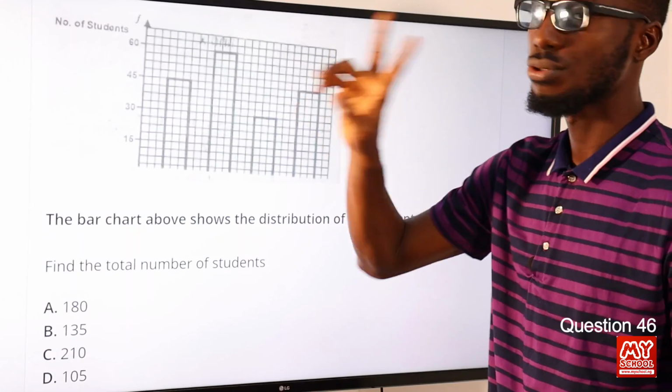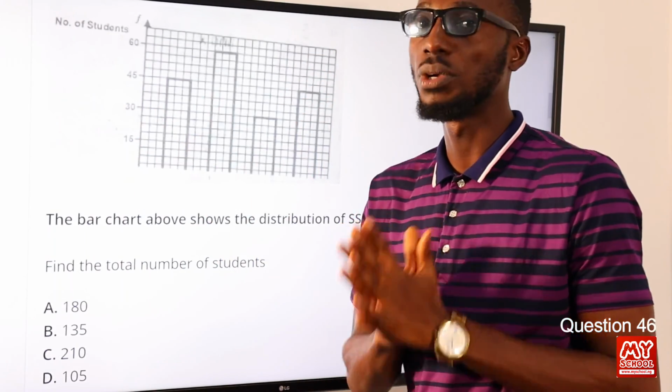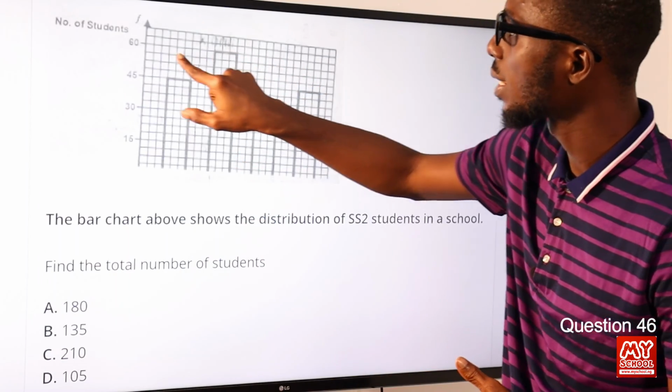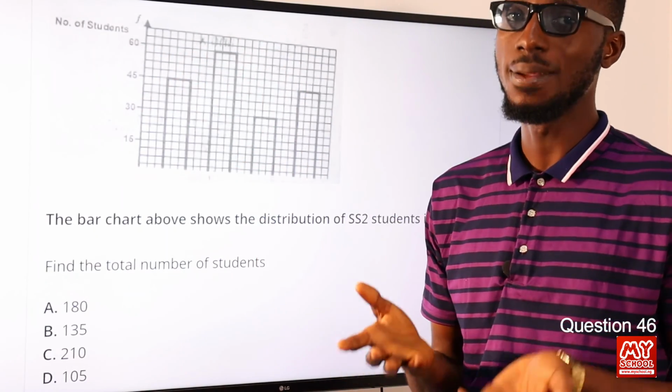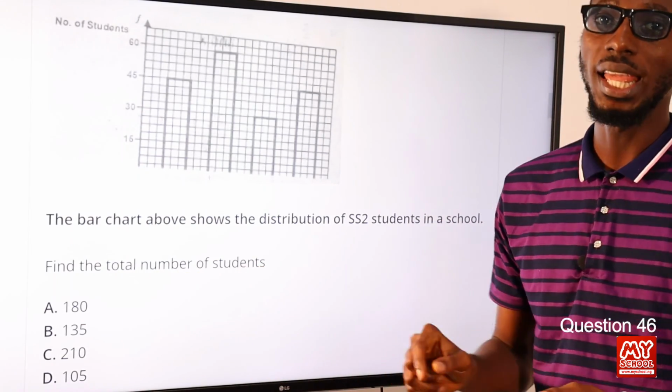45 plus 45, that is 90, plus 30, that makes 120. Then we have the last bar, that is 60. So 120 plus 60, that is 180. So the total number of students is 180, option A.